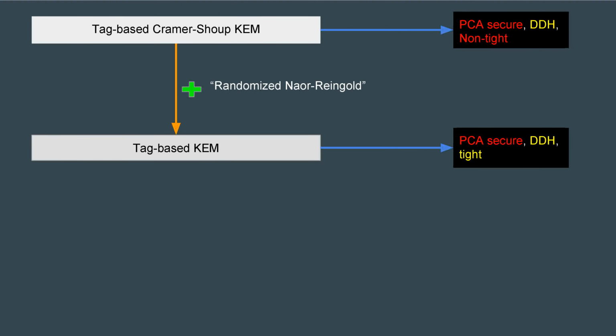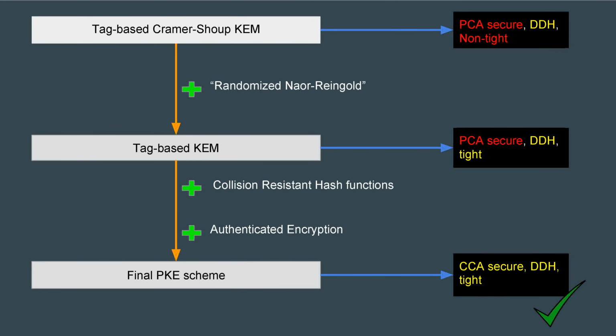Next, the authors use a paradigm called the randomized Naor-Reingold paradigm to decrease the security loss and to get a KEM which has a tight security reduction. Note that this scheme has now become tight, which is what we want from the final scheme. Finally, they use collision-resistant hash functions and authenticated encryption with this tag-based KEM to get a public key encryption scheme and to increase the security from PCA to CCA, thus achieving a new PKE that is CCA secure based on DDH and has a tight security reduction.